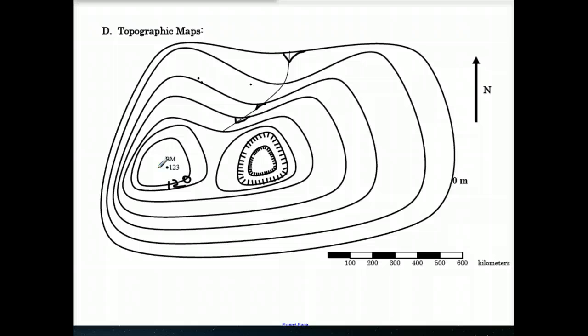We'll talk about all this in more detail, but I just wanted to give you that as a reference point to start our discussion on maps.